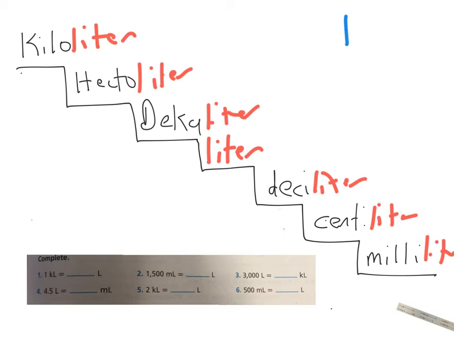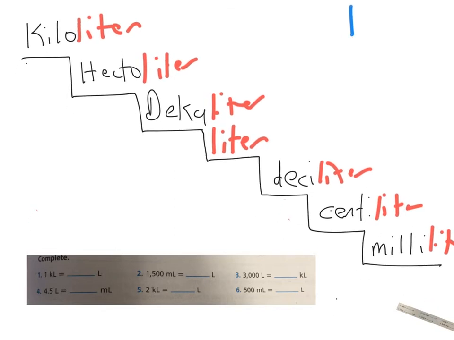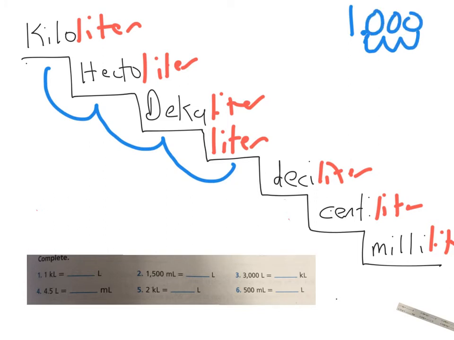If I want to find out how many liters that is, how many places do I have to move the decimal? I have to move it down 1, 2, 3 places to get to liters. To the right, 1 kiloliter, 1, 2, 3 to the right, fill in with zeros, put my new decimal in. That is 1,000 liters. By simply moving the decimal however many places it took to get from kiloliters to liters, I'm moving to the right, so I move the decimal to the right.